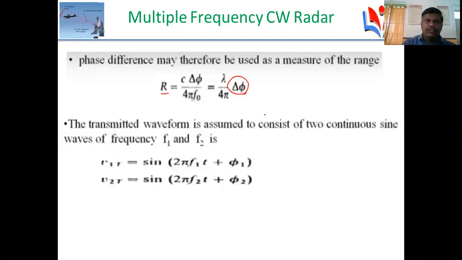Let us have here, we are transmitting two waveforms. The transmitted waveform is assumed to consist of two continuous waveforms, f1 and f2. Sin 2 pi f1 t is transmitted, and the received signal will be sin 2 pi f1 t plus some phase shift phi 1. Similarly, sin 2 pi f2 t is transmitted, and the received signal will be sin 2 pi f2 t plus phase difference phi 2.